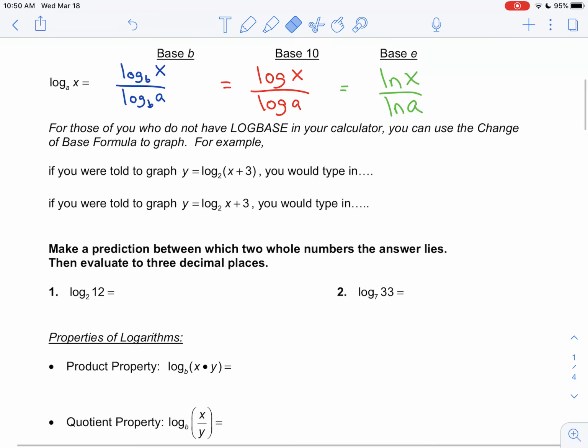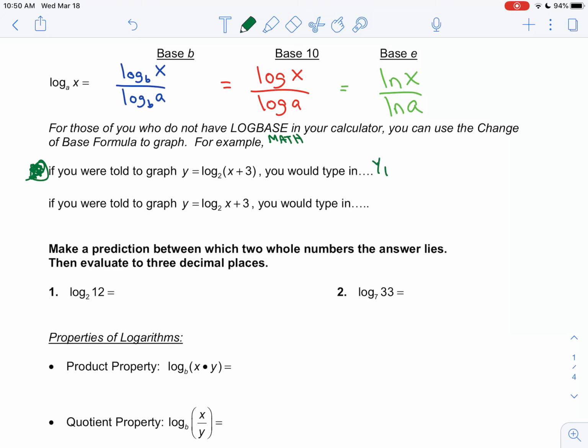Some of you were stressed out on 3-2 day 2 because you wanted to use the calculator to graph it. Now, obviously if you have log base under your math command, it's pretty easy to type in. But my calculators are so old, I don't have that command, and so I have to use the above formulas.